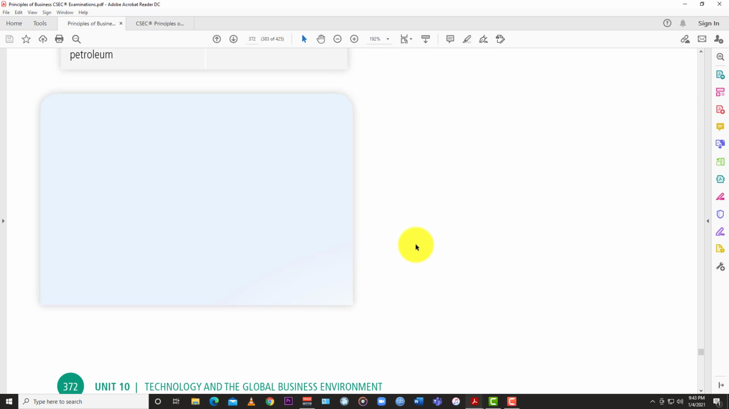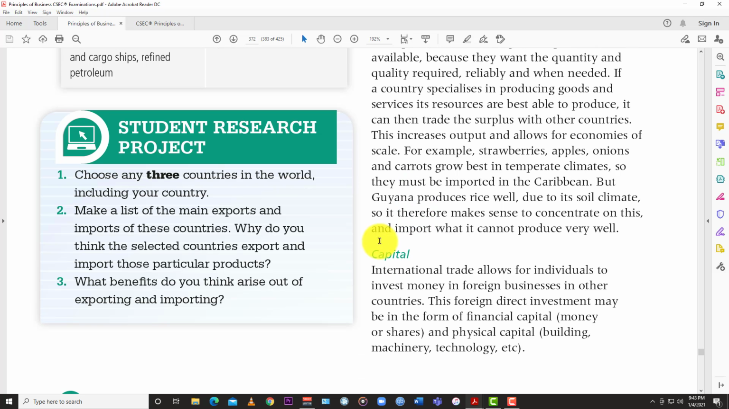And of course, you take part in international trade for capital. International trade allows individuals to invest money in foreign businesses in other countries. This foreign direct investment may be in the form of financial capital, money or shares, and physical capital, buildings, machinery, etc. And so in the Caribbean, we know that a lot of foreign countries, a lot of Americans, Europeans, Middle Easterners, Chinese, especially the Chinese, come into our countries and invest heavily in a number of things, in infrastructure, in supermarkets, a whole lot of things. So that's one other reason why they would engage in international trade.